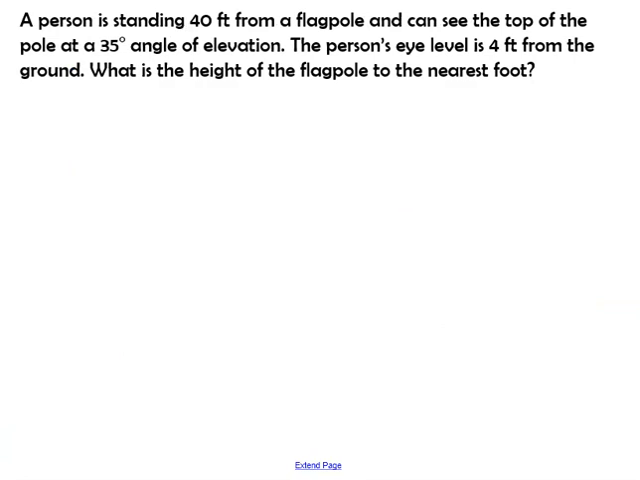Let's go ahead and try this word problem. A person is standing 40 feet from a flagpole and can see the top of the pole at a 35-degree angle of elevation. Let's go ahead and start with that. We see a person, and then they are standing on the ground, and we have a flagpole. It says the person is standing 40 feet from the flagpole, so make sure you label that carefully: 40 feet, the person from the flagpole. And it says that they can see the top of the pole at a 35-degree angle of elevation. So be really careful. Angle of elevation.